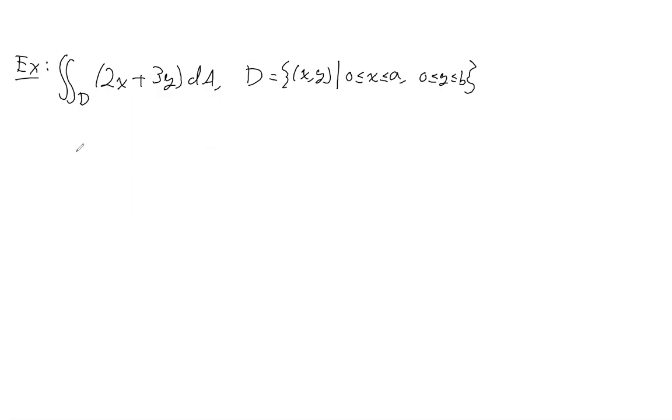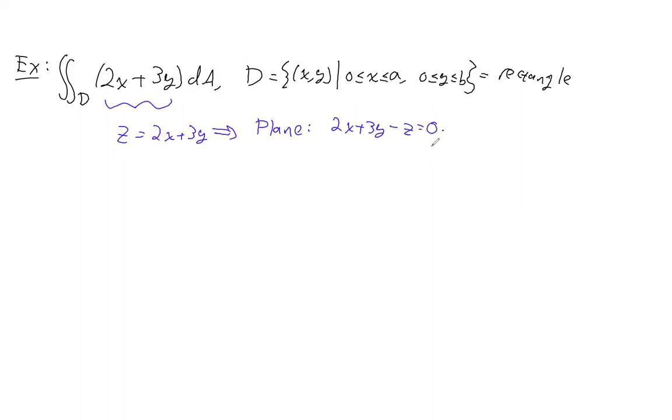So what does that look like? Well, that's obvious, that's just a rectangle. Now, the thing we have to keep in mind here is what's going on inside. z equals 2x plus 3y. That's a plane. It's not just any plane. It's the plane that's given by 2x plus 3y minus z is equal to 0. So the gist here is to use geometry to try to figure out what that looks like.